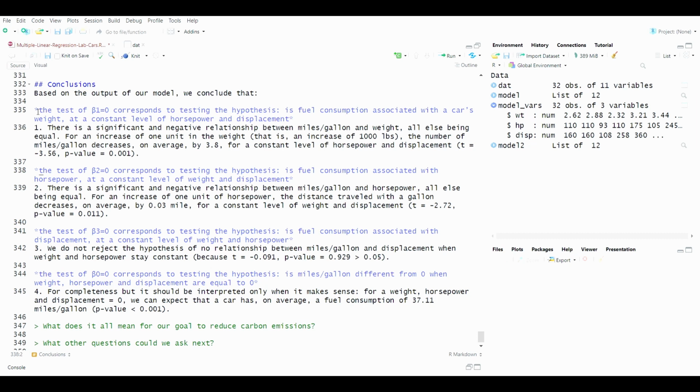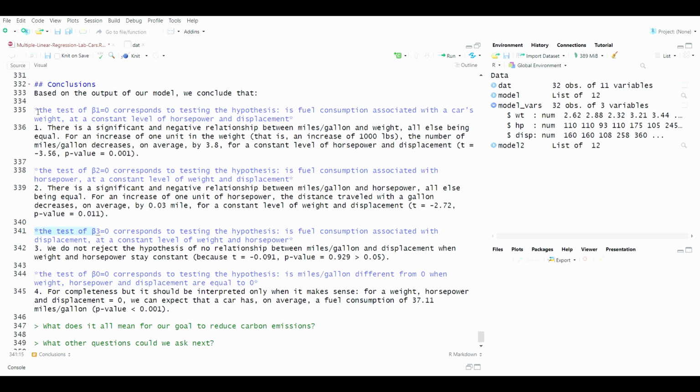For our second hypothesis, beta 2 equals 0, which corresponds to testing the hypothesis, is fuel consumption associated with horsepower at a constant level of weight and displacement, we can say there is a significant and negative relationship between miles per gallon and horsepower, all else being equal. For an increase of 1 unit of horsepower, the distance traveled with a gallon decreases on average by 0.03 miles, for a constant level of weight and displacement. The t-value is negative 2.72, and the p-value is 0.011.